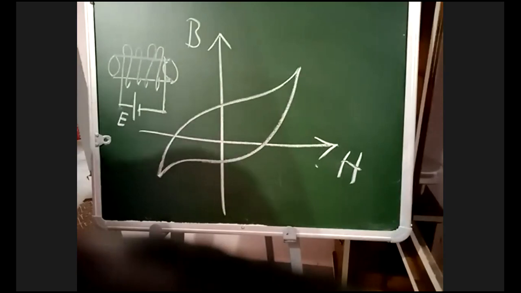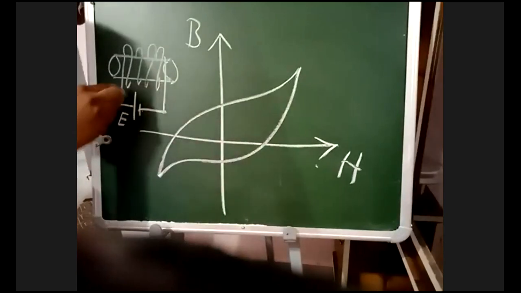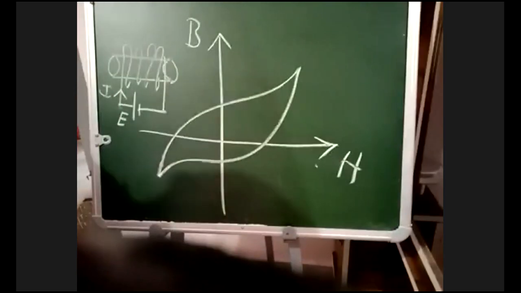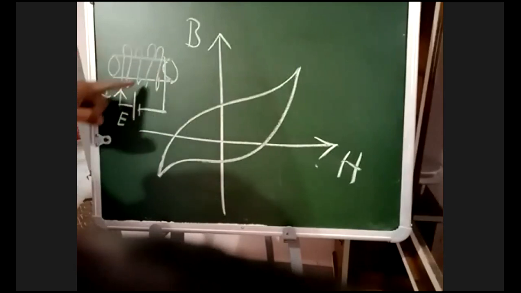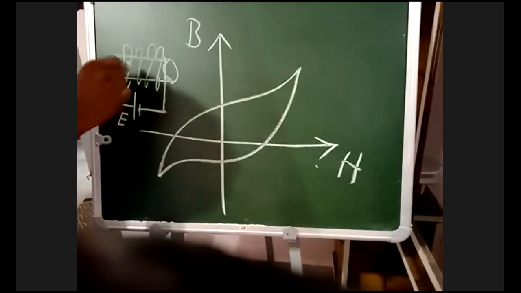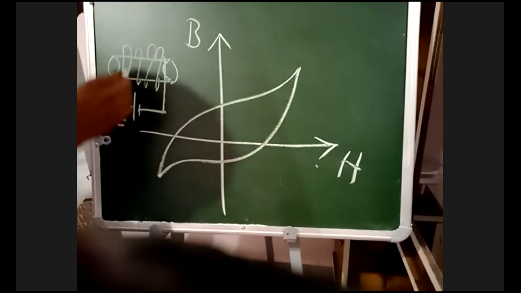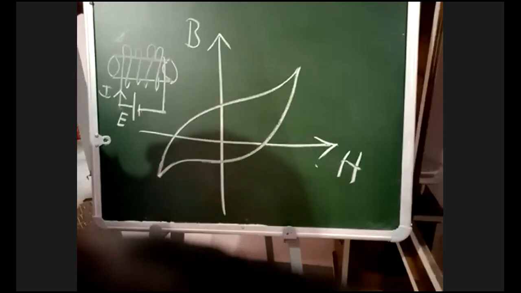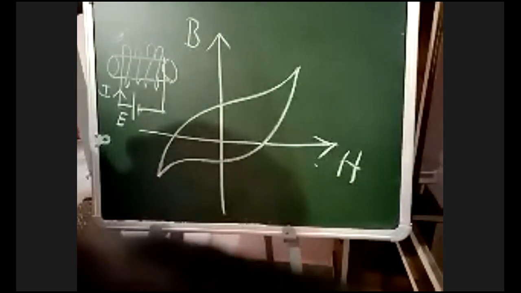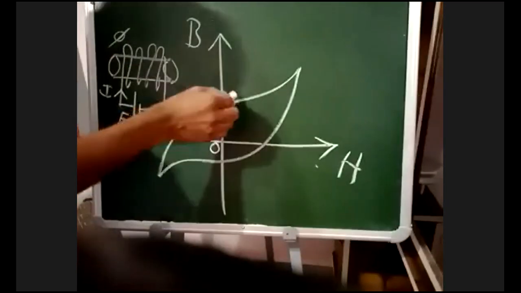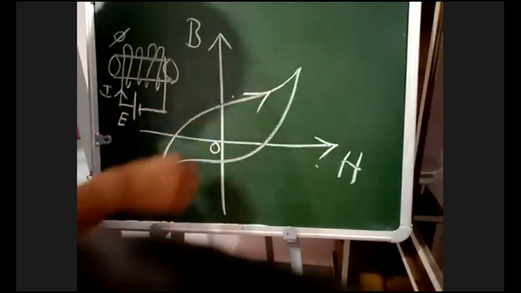This is the battery. From negative to positive, current will flow in the coil. Current will flow in the copper wire, not in the iron piece. Now, when current is flowing through this coil, what will happen around the current carrying conductor? Flux is developed. Now, first I am increasing the flux in this direction, in the positive direction.